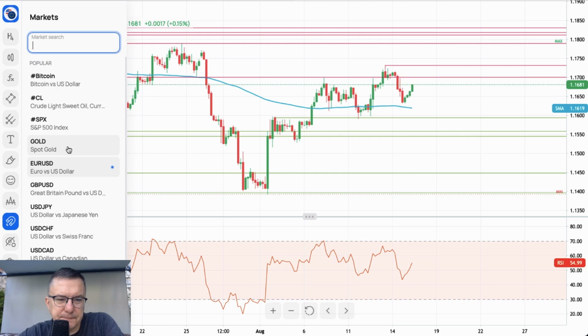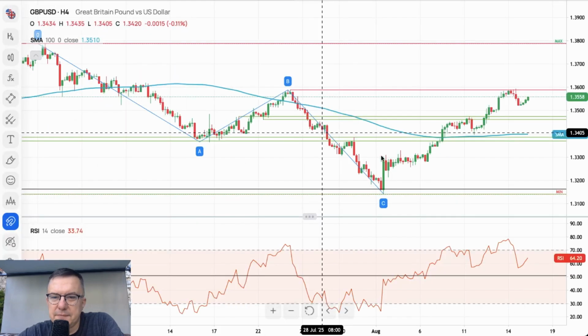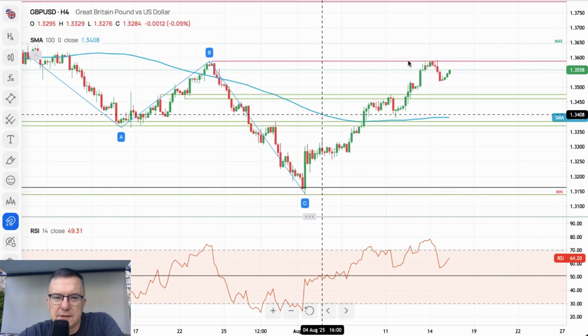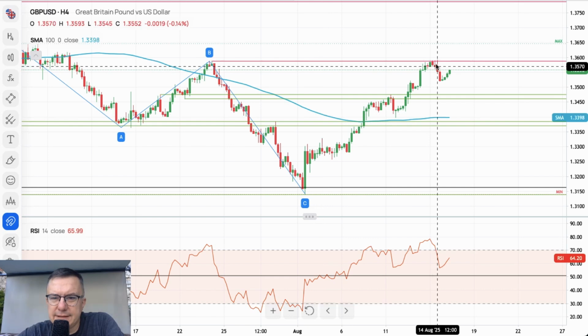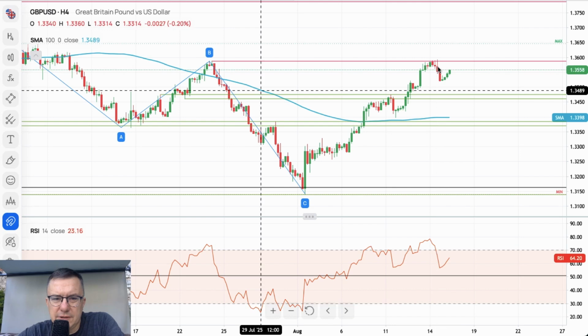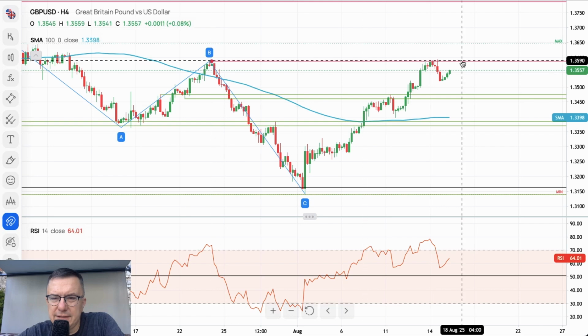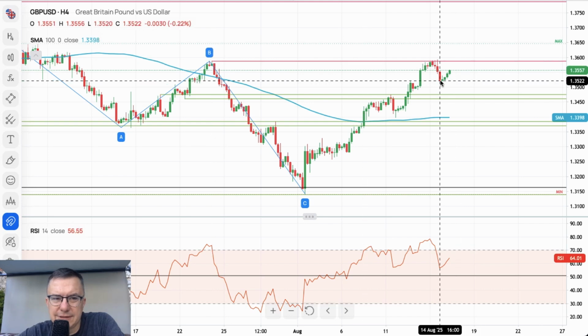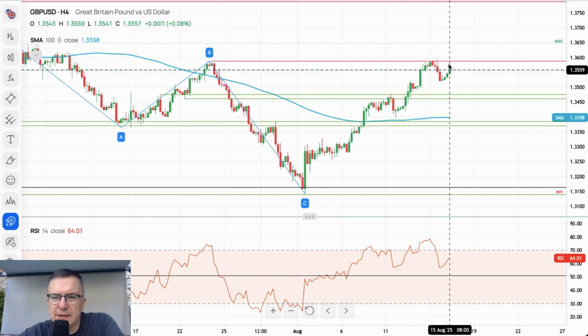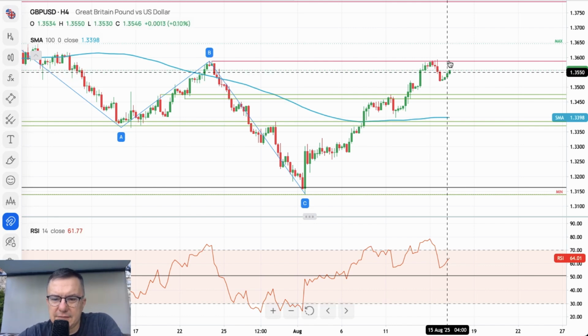British pound, obviously another market to analyze, and this analysis will be quite short, because as you can see, we've been rejected from the previous wave B high, 1.3587. We went down towards the 1.3520, and now the market is trying to move back towards this technical resistance.